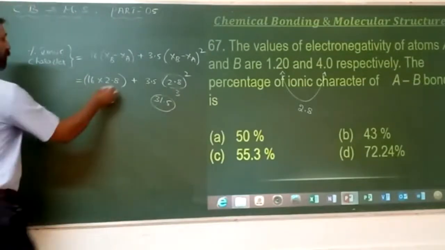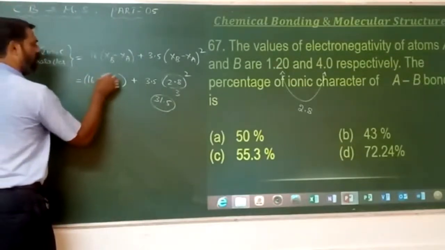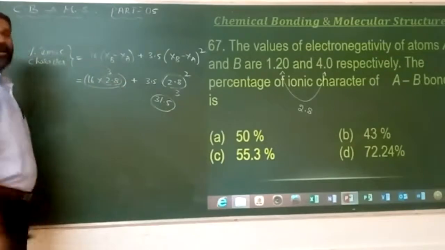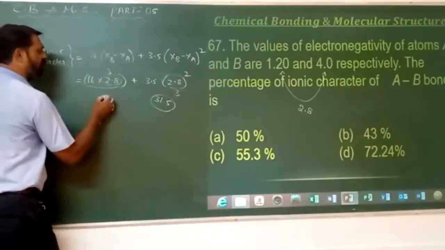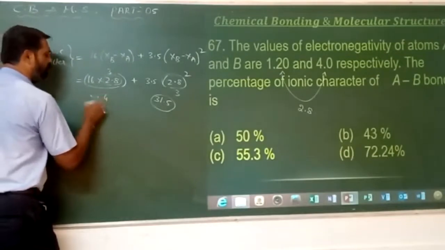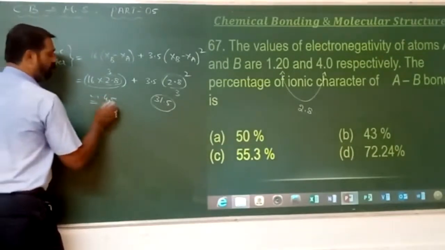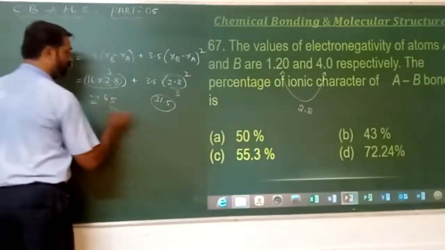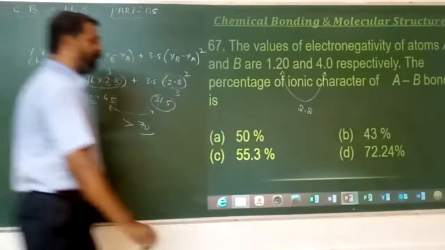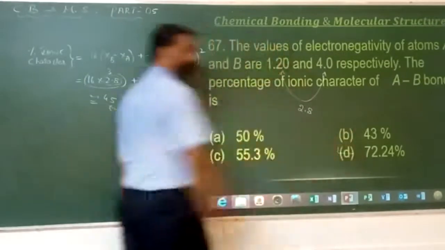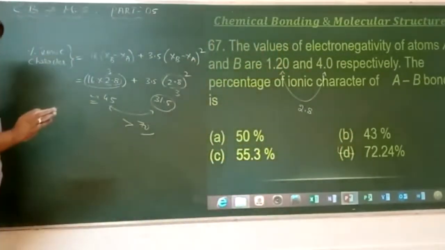Now, here, assume that it is nearly 3. It is not exact. 16 3s are 48. 48 means it is nearly 46 or 47 or nearly 45 you can say. So, approximate difference is above 70. Above 70 is going to be the 72.2. Because it is not the exact value that I have mentioned here.